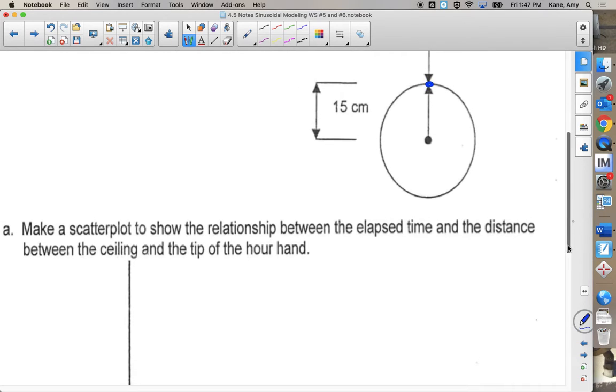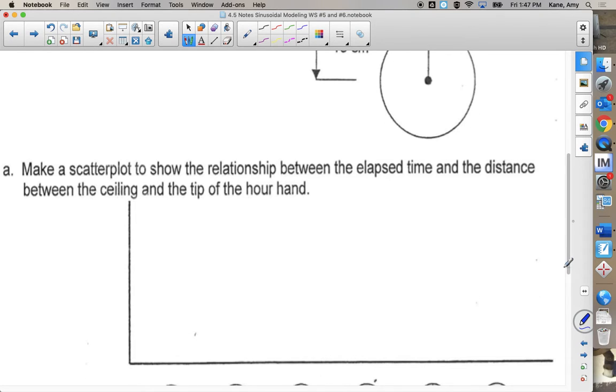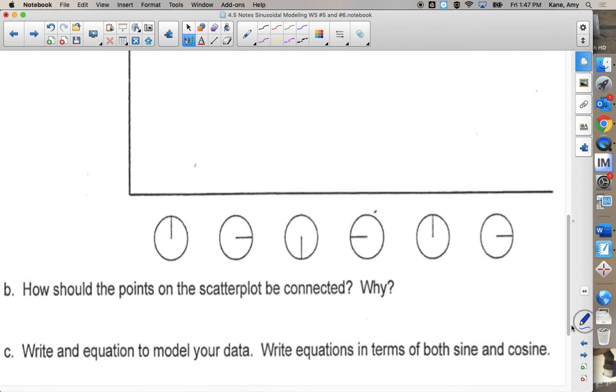Make a scatter plot, which is just a bunch of points, to show the relationship between elapsed time and the distance between the ceiling and the tip of the hour hand. If you look at the first diagram, elapsed time means as time passes. This is my starting angle. Our starting angle is 0. Time is 0. Time has not passed. Yes, you're saying that's 12 o'clock, but we're talking about time passing. So I'm starting at an initial value of 0.